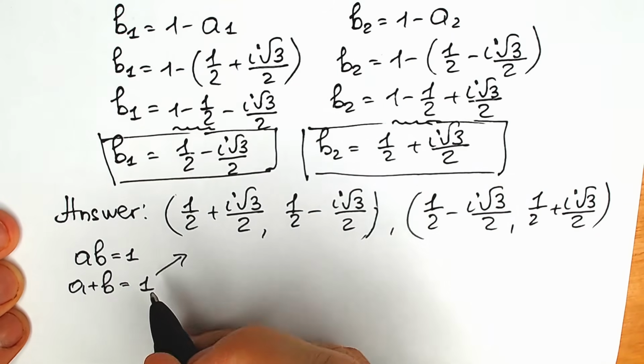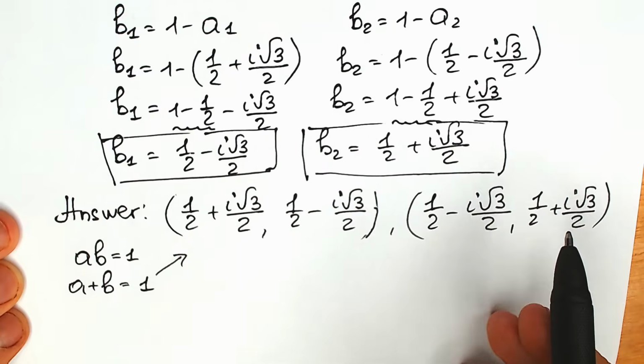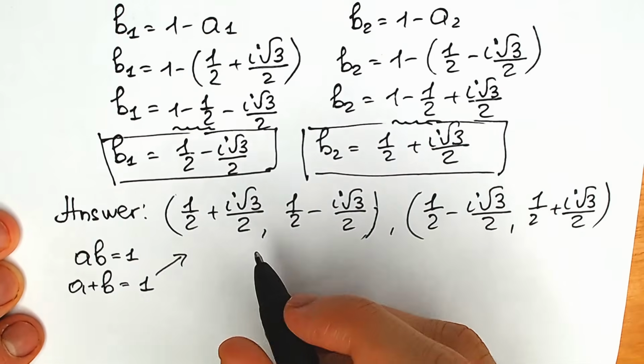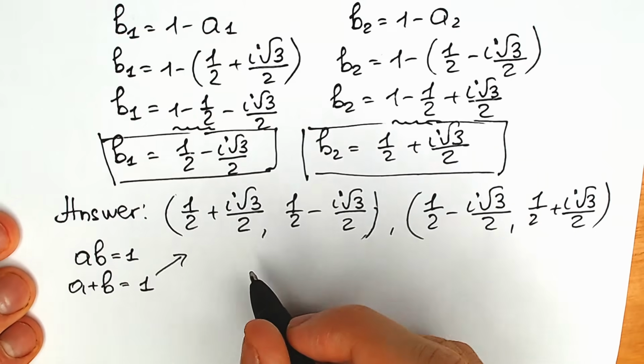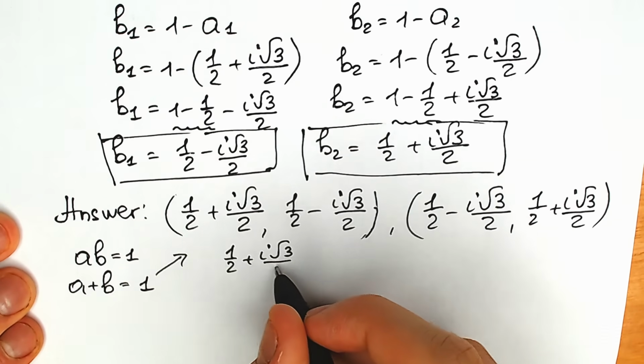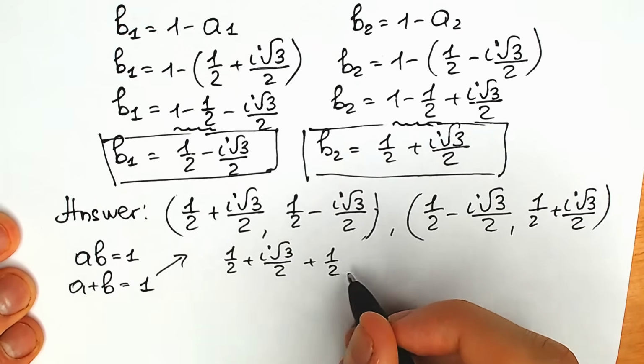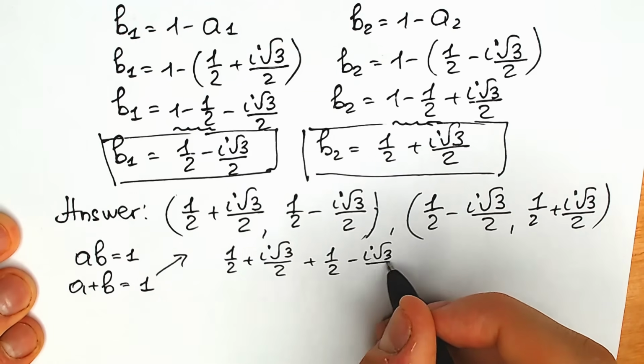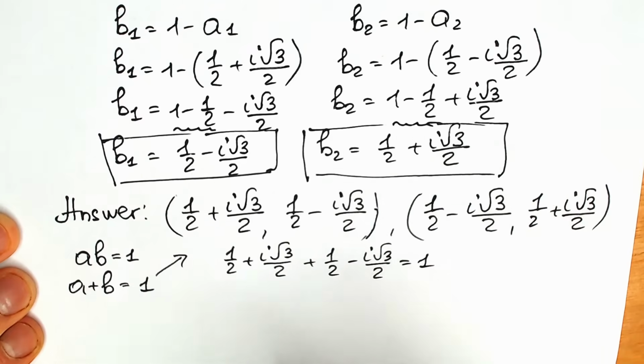So we can't easily check both of these pairs because we have absolutely the same result. So let's check, for example, this one. We check in addition: 1/2 plus i square root of 3 over 2 plus 1/2 minus i square root of 3 over 2 needs to be equal to 1. Let's see what will happen.